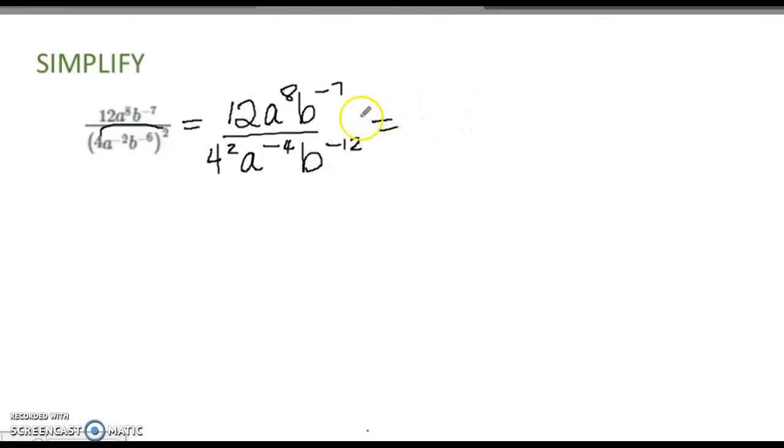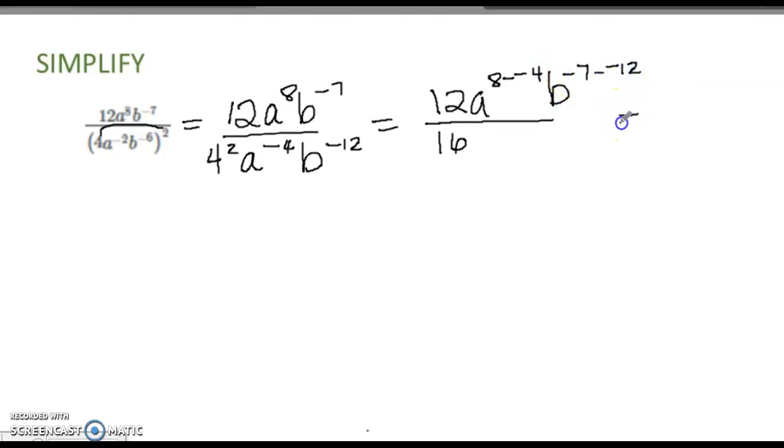Then we're going to apply the division rules, which tells us to subtract our exponents. First of all, I'm going to simplify my numerator and my denominator. It's a 12 and a 16. And then I'm going to have a to the 8th minus a negative 4 and b to the negative 7th minus a negative 12th. So that's going to look like 12 over 16 will reduce both of them by 4s and give me a 3 over 4.